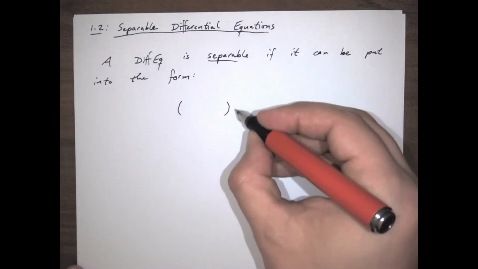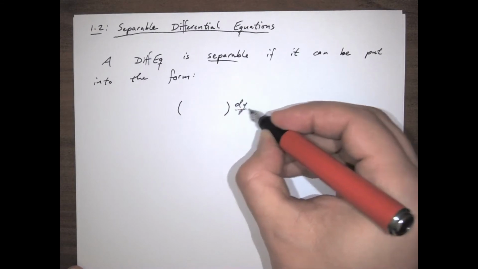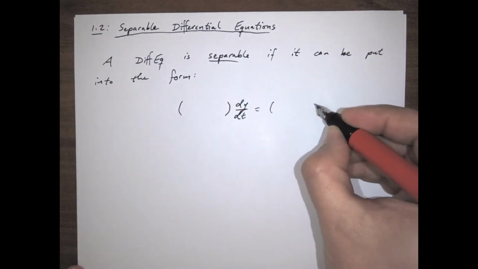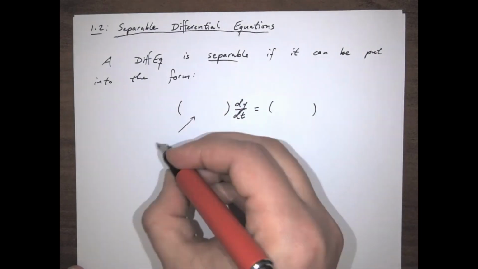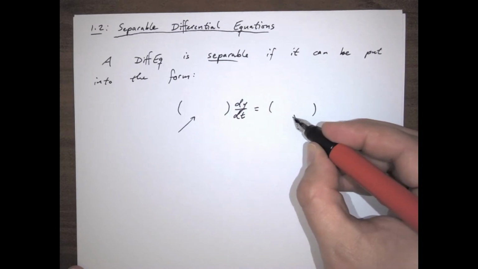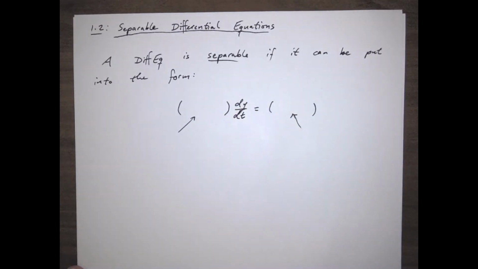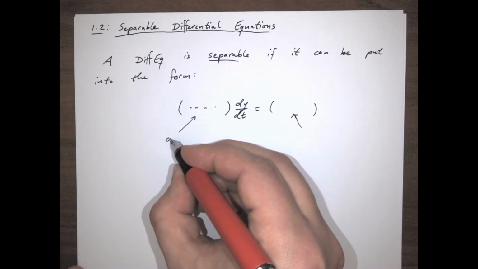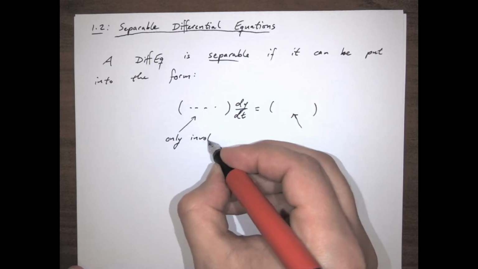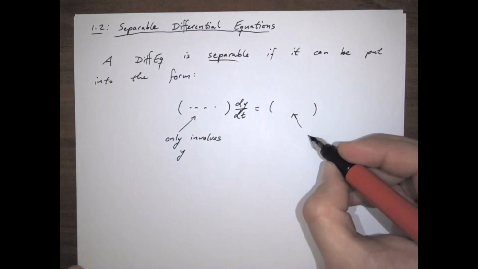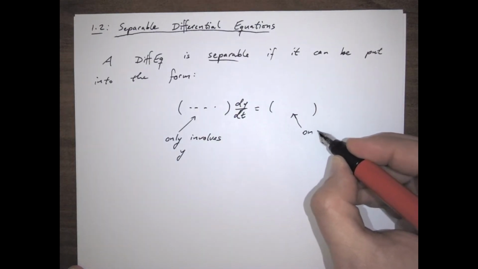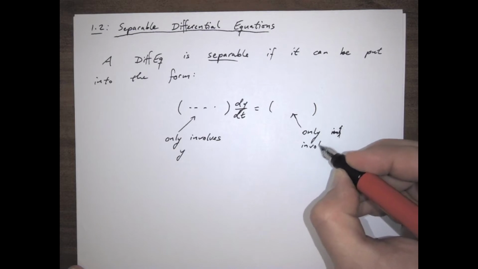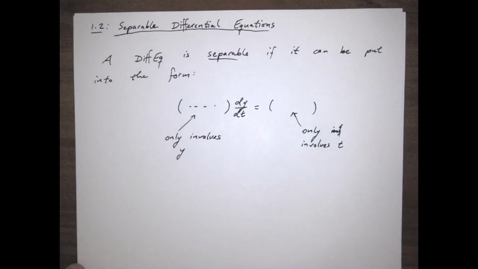We're going to have something or other here times dy dx, or dy dt, or dx dt, whatever the variables are, equals something or other over here. So I guess I said dy dt here, this only involves t. So this part in here can only involve a y, and this part over here only involves a t.